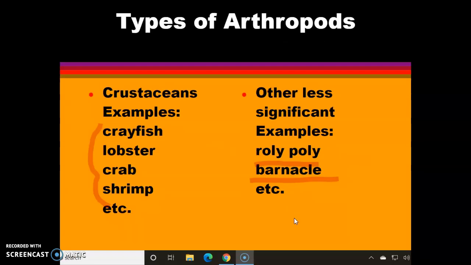Crustaceans. Here's your good stuff to eat. Crayfish. Y'all call those crawdads. Lobster, crab, and shrimp, and others are the roly-poly and the barnacle.